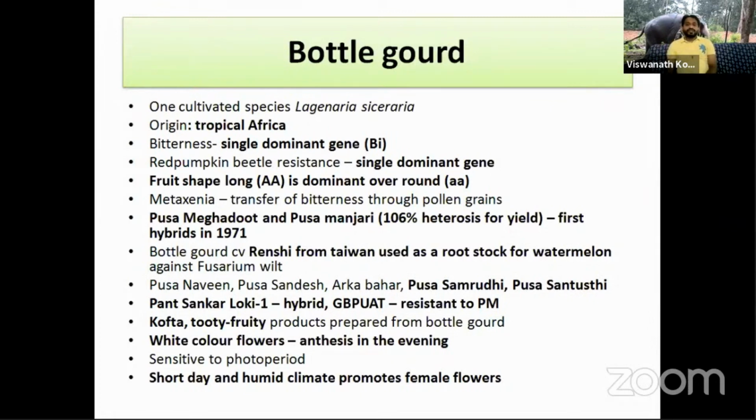Bottle gourd has white flowers, with anthesis in the evening. Ridge gourd anthesis is in the evening, and bottle gourd anthesis is in the evening. Short days and humid climate promote female flowers. In bitter gourd also, short day and low temperature promote the female flowers.